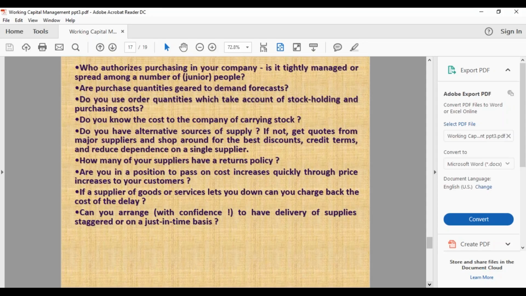If a supplier of goods or service lets you down, can you charge back the cost of delay? Like if the supplier is not sending the goods in time, or does not send you the goods at all, can you charge him back for the delay or for the possible loss incurred? So you have to find a supplier which is credible, which sends you the stuff in time, and you should have some sort of agreement with the supplier that if they are not sending the inventory in time, they are liable to pay you some penalty.